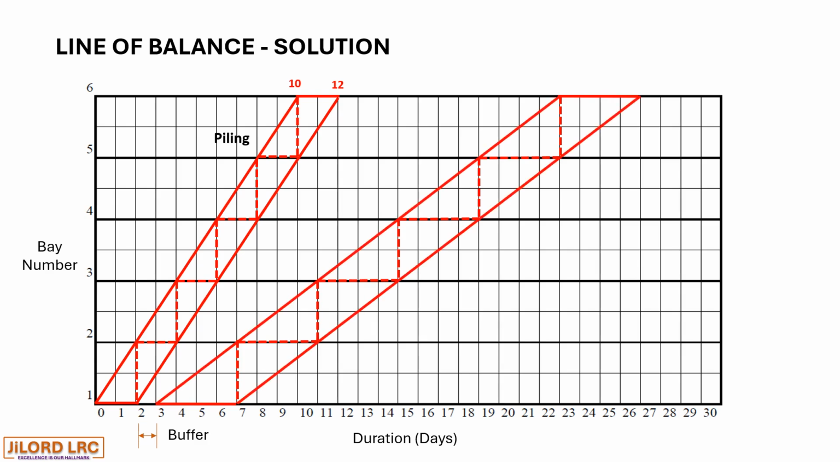So we have the operation for the installation of beams having a slower rate of operation than the installation of piles. So the installation of beams will end on day 27 because the last bay started from day 23 and ends on day 27.